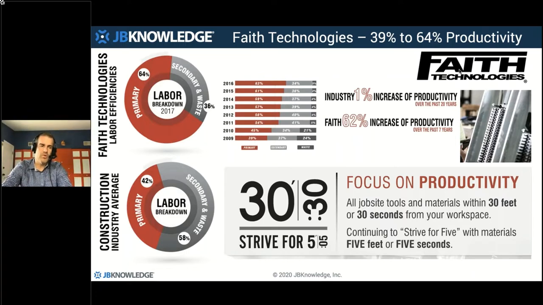But it took bold goal setting on behalf of Faith Technologies. They had to set some really audacious goals to try and achieve this. The CEO originally set a goal of 30 for 30. In other words, every tool and material had to be within 30 feet or 30 seconds of the workspace. And think about what you have to do to change a job site for that. Once they hit 30 for 30, he set a new goal, strive for 5, meaning materials have to be within 5 feet or 5 seconds of reach. So they spend less time looking for materials. These are real world problems that drive really massive amounts of waste into the construction process.